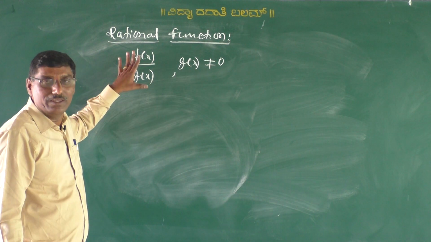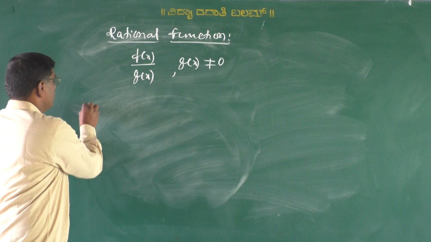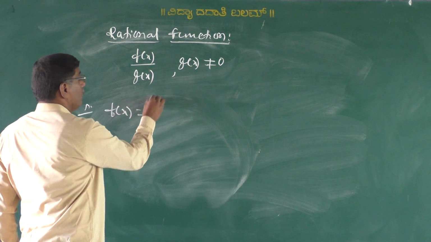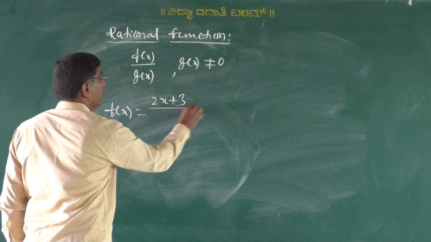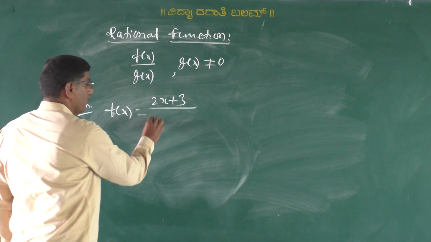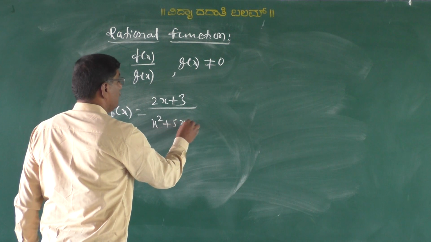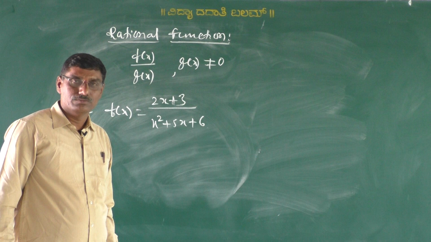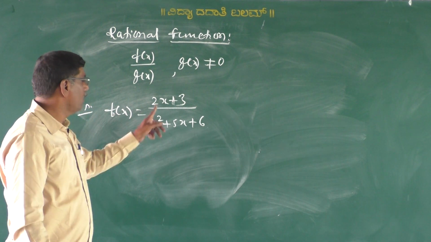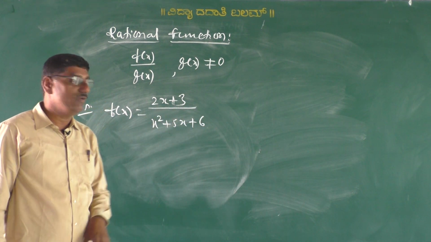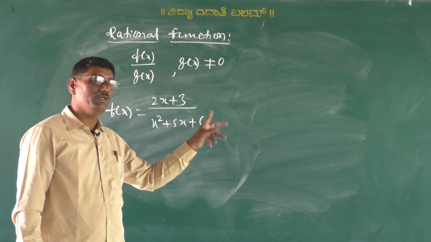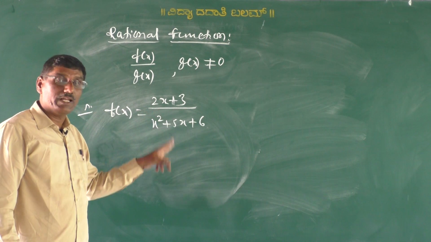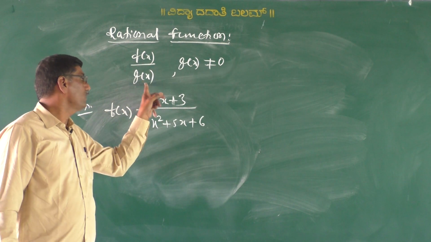In the same way here also. Examples. Example, f of x is equal to 2x plus 3 divided by x square plus 5x plus 6. This is one of the rational functions. Yes, here 2x plus 3 is one polynomial function. x square plus 5x plus 6 is also another polynomial function. Now these two functions are expressed in the form of f of x by what?